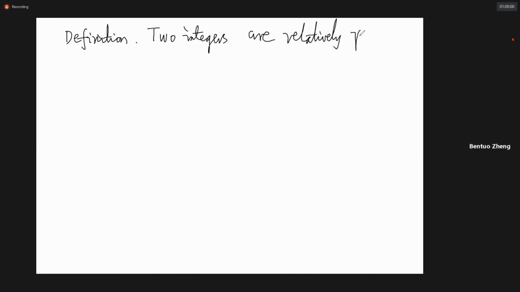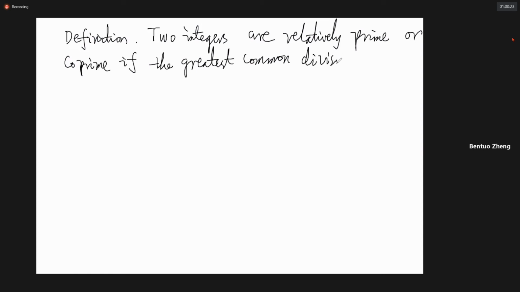All right. Next, we introduce another notion you probably have seen in many places. That is, two numbers are relatively prime or co-prime. So, definition. Two integers are relatively prime or co-prime if the greatest common divisor is 1. Okay.